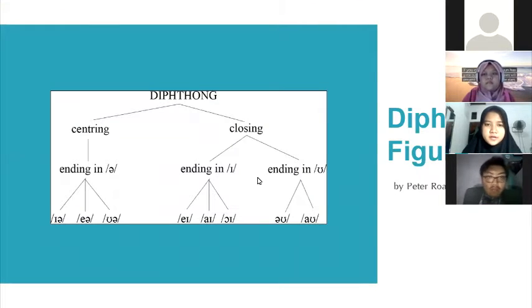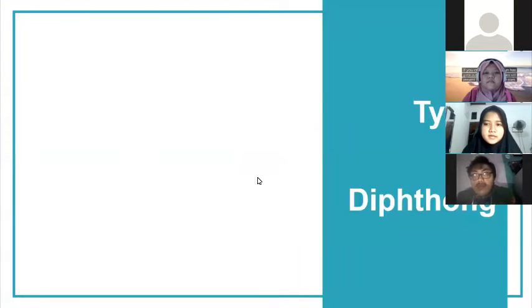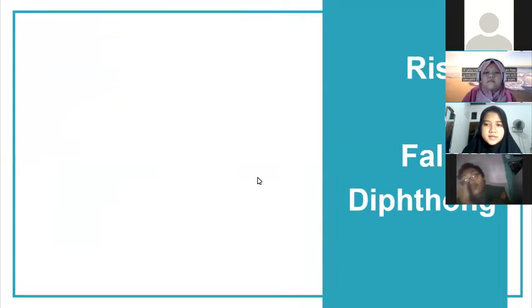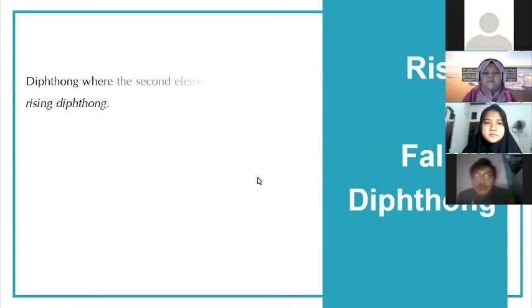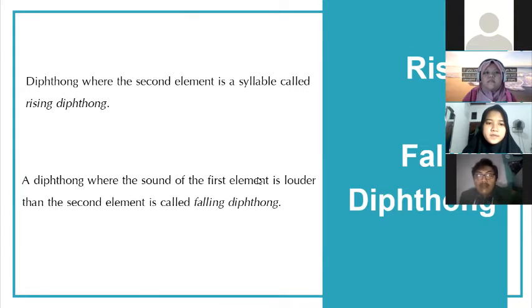Diphthong has two types: centering diphthong and closing diphthong. And there are also types of diphthong: rising and falling diphthong. A diphthong where the second element is a syllable is called a rising diphthong. And a diphthong where the sound of the first element is louder than the second element is called a falling diphthong.